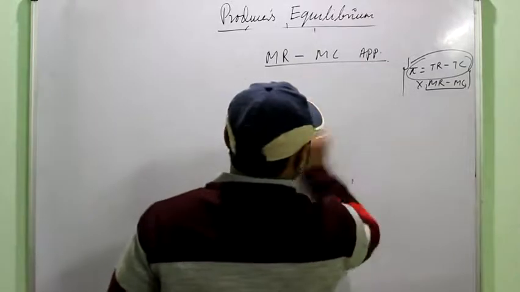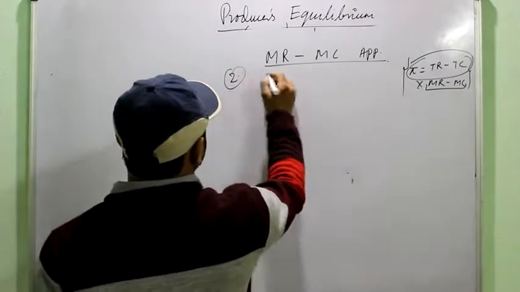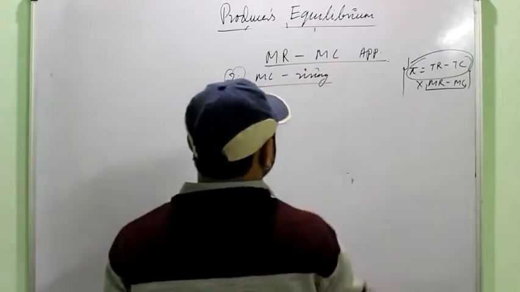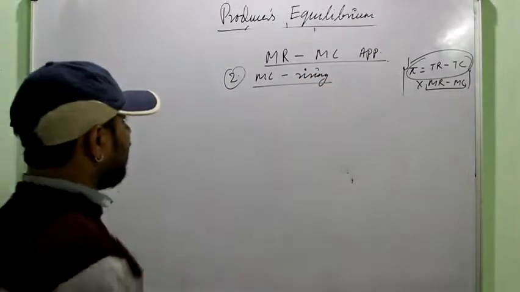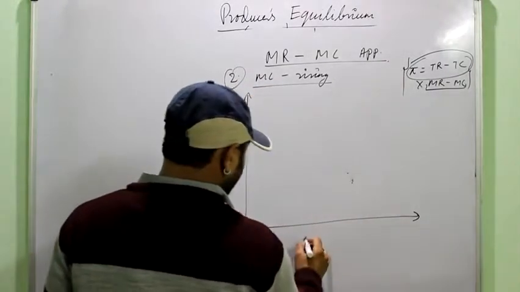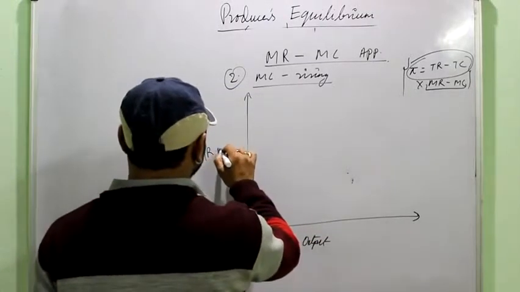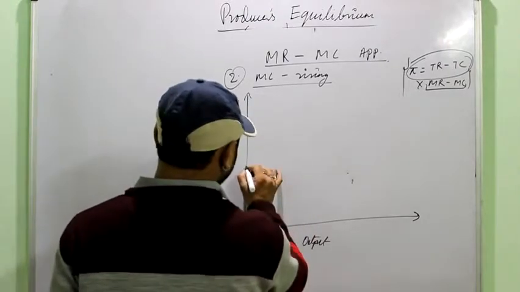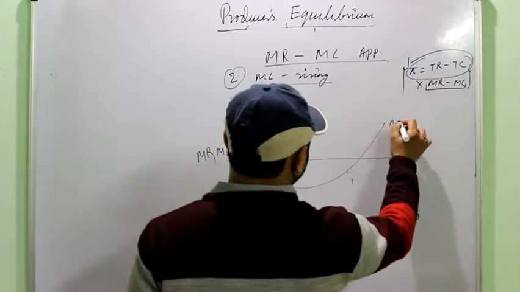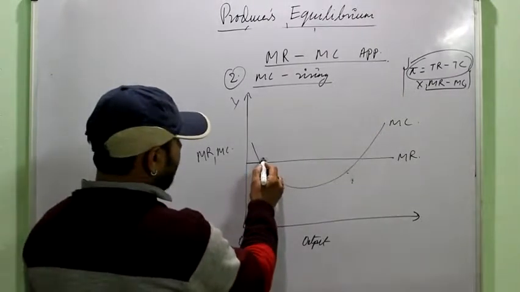Now we come to the second condition, that is MC should be rising after the point of equilibrium. MC should be rising. To understand this particular condition, we can take help of a diagram. Output on the x-axis and marginal revenue and marginal cost on the y-axis. We already know, suppose we take perfect competition, so MR is a horizontal straight line and marginal cost is a U-shaped curve, right?